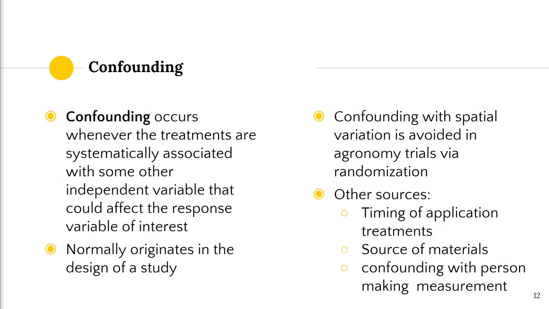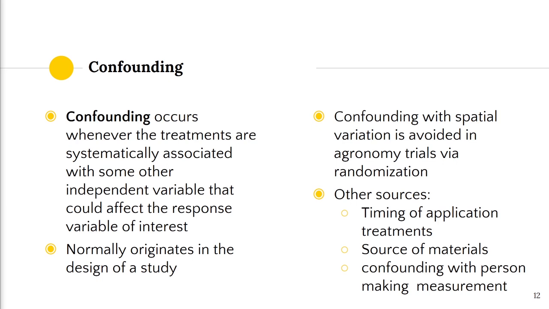This is an error that normally originates in the design of the study at the start. So it's something that you as a scientist can normally avoid if you properly design the experiment. In agronomy, this is the branch of research I'm most familiar with, confounding with spatial variation is really the most common confounder, and we avoid it by randomizing, and I'm going to talk about that in a minute. But there's other kinds of confounding that I've run into in my own research, where you have to think through what is wrong with the experiment, and then you figure out what's going on.